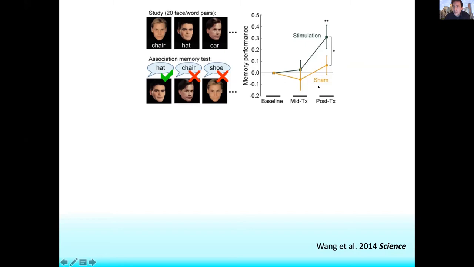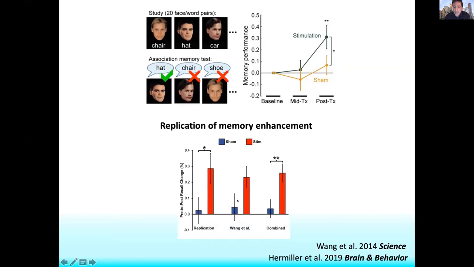Relative to baseline, stimulation causes a significant increase in performance. Sham does not, with a significant difference between stimulation and sham. And we replicated this memory enhancement using the exact same task in an independent sample. So it's reliable across at least a couple of studies.